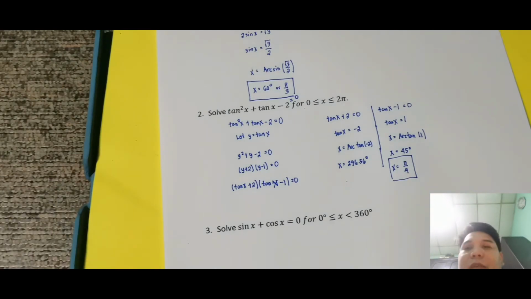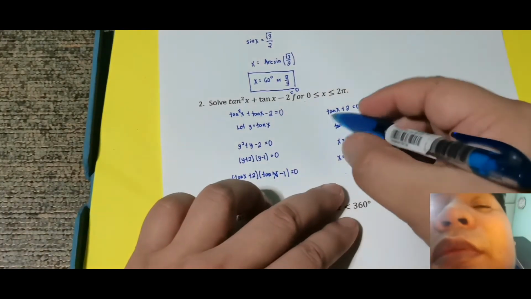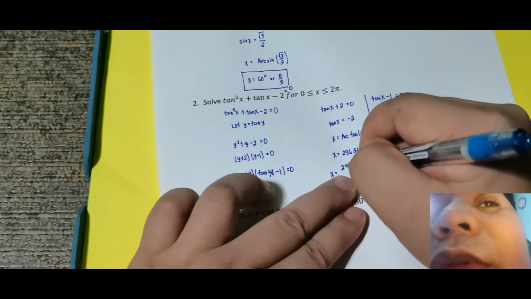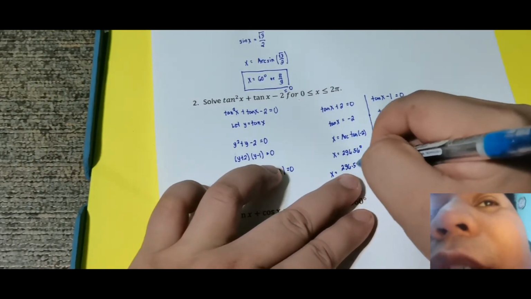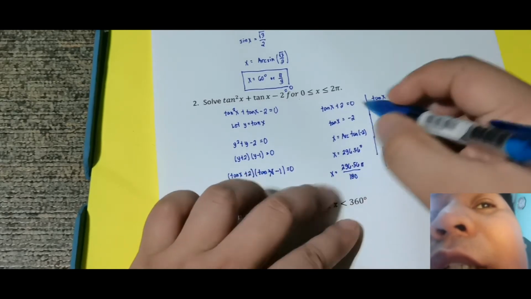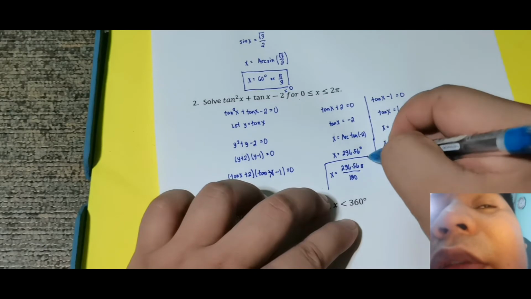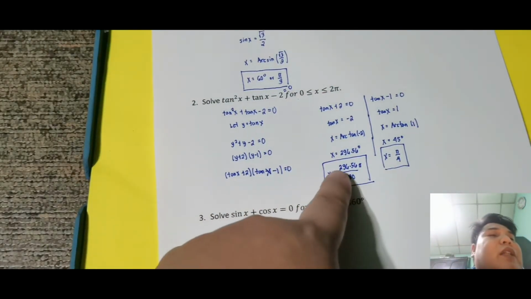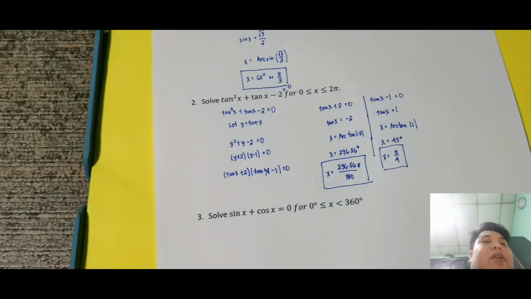So I guess hindi natin masisimplify yan ng mas mabuti pa. So this is x is equal to 296.56 pi over 180. So ayan na lang, okay na ako dyan. Kasi hindi naman natin malo-lowest term pa. Tapos medyo pangit tingnan kasi may decimal. Yan nga lang, pero kailangan natin i-solve.